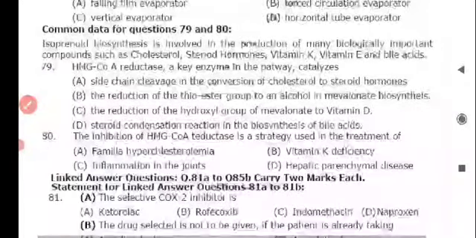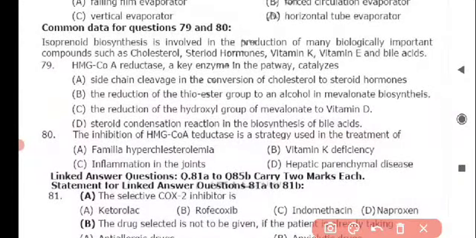Now again moving on, the statement is, isoprenoid biosynthesis is involved in the production of many biologically important compounds such as cholesterol, steroid hormones, vitamin K, vitamin E, and bile acids. And the question is, the HMG coenzyme A reductase, a key enzyme in the pathway, catalyzes, and the correct answer is option B. It catalyzes the reduction of the thioester group to an alcohol in mevalonate biosynthesis.